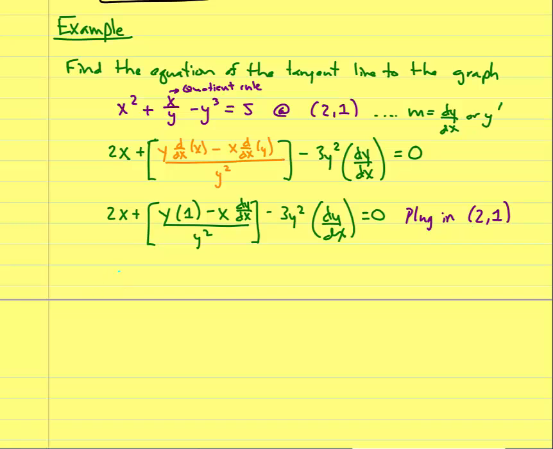So let's go ahead and plug that in. I'm going to have 2 times x is 2 plus y times 1 is 1. Whoops, that's a minus, x is 2. And of course I have that dy dx. I'm going to put that in a different color so we make sure we see it. And this is all over y squared. Well, y is 1, so this is 1 squared. Minus 3, y is 1 squared, dy dx equals 0.